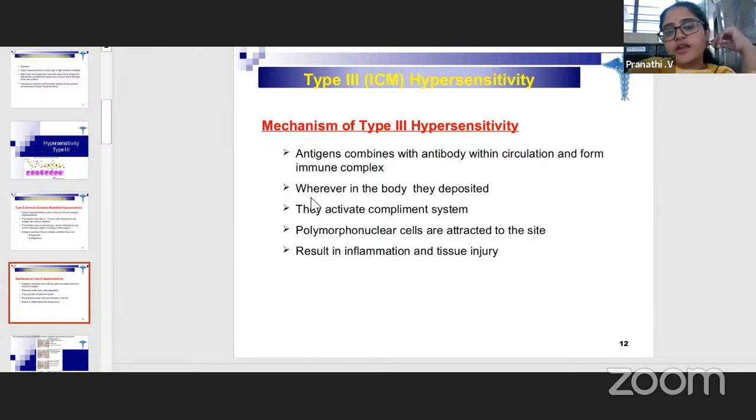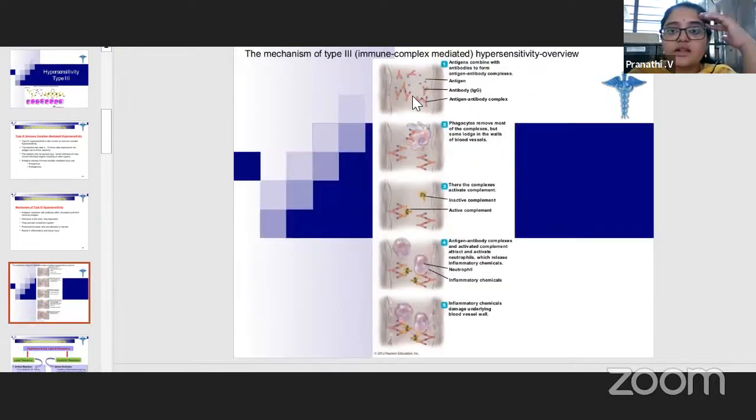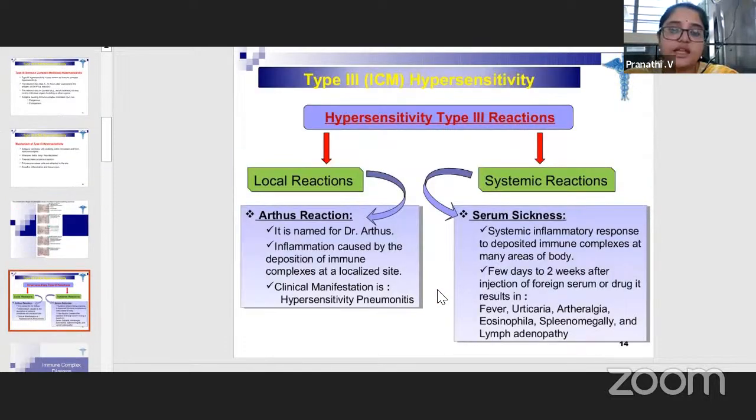So you have a complex formed, and wherever in the body it is deposited, it activates the complement system again. Then PMN cells are attracted, and because of this there is a lot of inflammation and tissue injury. So antigens will form complexes with the antibodies, and phagocytosis will come and try to remove them. Activation of the complement system takes place, inactive complement and activated complement, and the whole thing starts triggering, and neutrophils come into place. There is an inflammatory reaction, and whenever there is inflammation, there is damage to the blood vessel. So this is how type 3 hypersensitivity takes place.